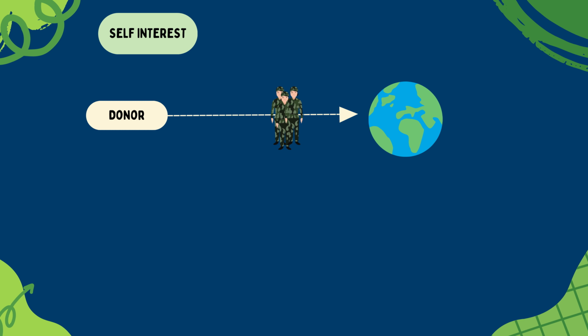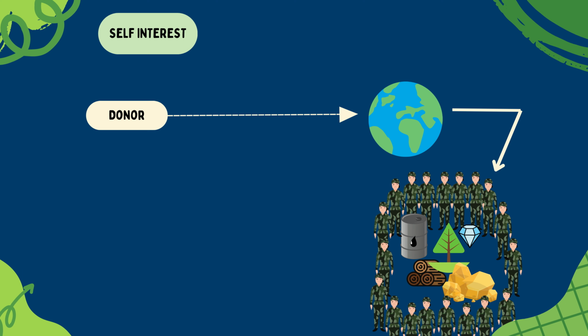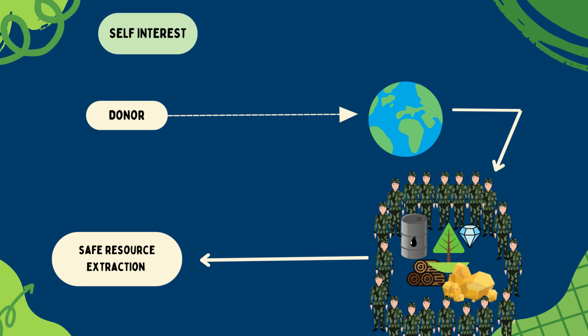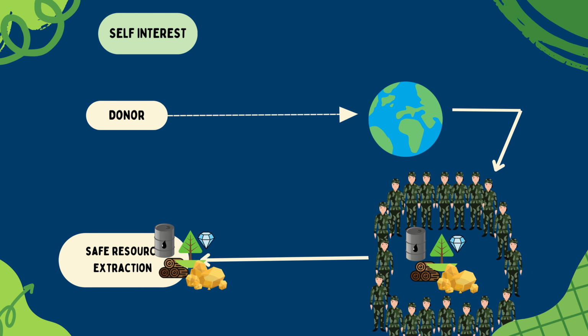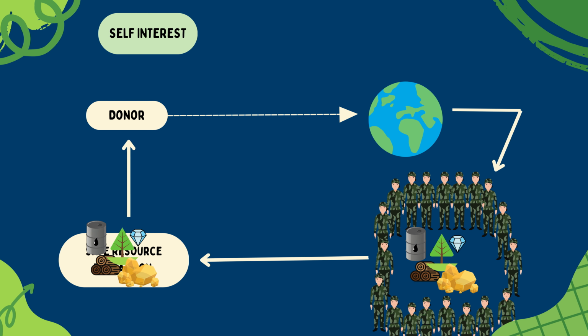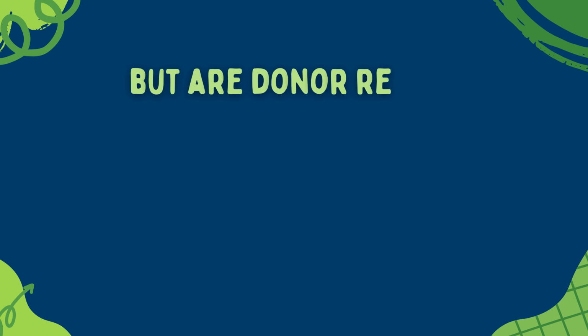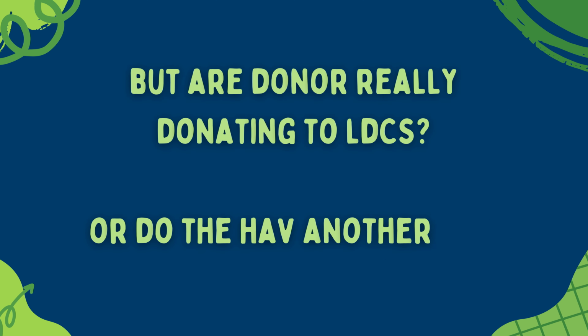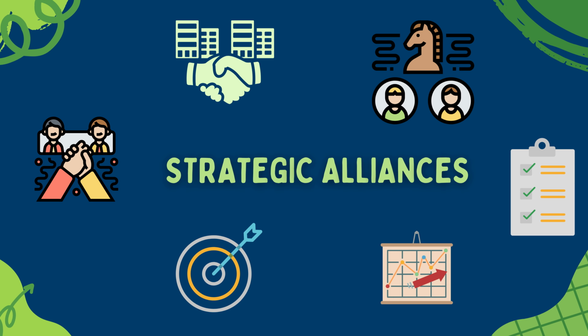The industries of the donor nation can gain from these trade agreements by increasing export prospects. Donor nations also offer LDCs military assistance in return for access to their natural resources. By reinforcing the recipient's military capabilities, the donor nation secures regional stability and security, enabling safe resource extraction. As a result, the industries or energy requirements of the donor nation are guaranteed a steady flow of resources. But are donors really donating to LDCs, or do they have another line of reasoning? Donors actually choose to allocate ODA through strategic alliances.